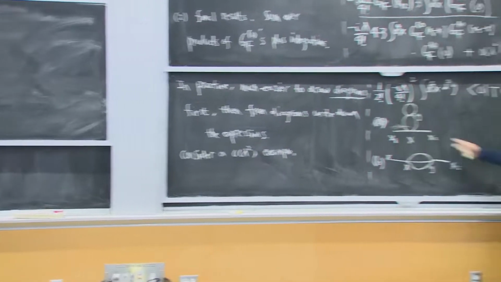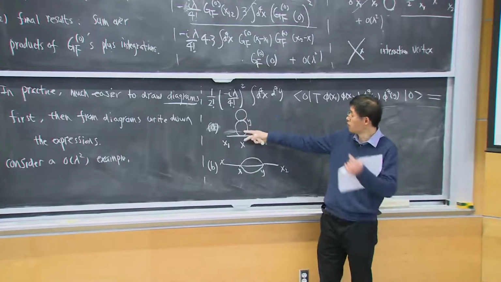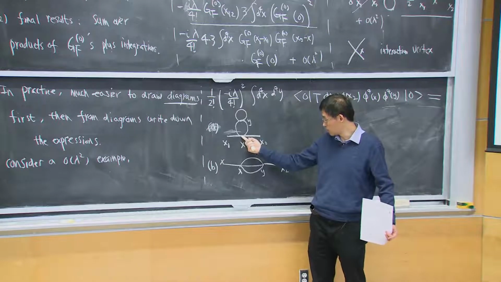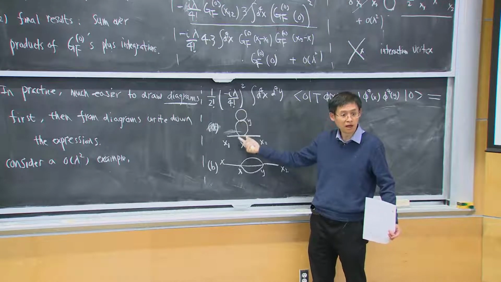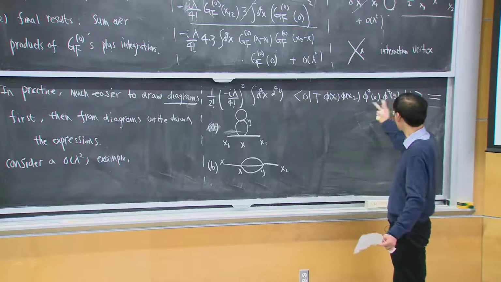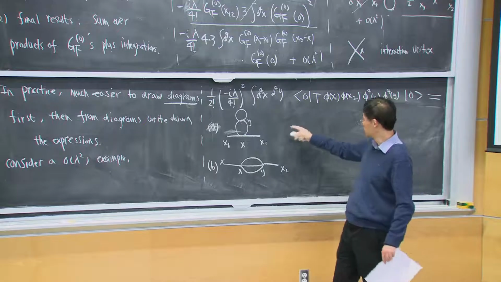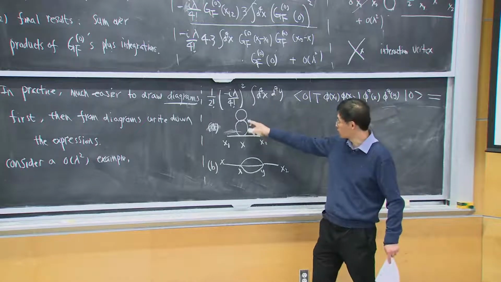So here, actually, there are 2 possible diagrams. I can have x1, x2 connect to x. I can also have x1, x2 connect to y. Because x and y are symmetric, I only draw one of them. That means there's a factor of 2. I can either connect to x or connect to y.